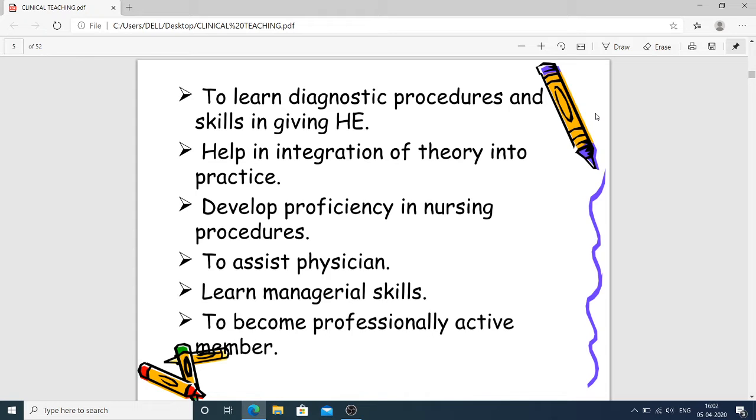Okay. To assist the physician, learn managerial skills. Managerial skills are the capabilities and abilities to tackle interpersonal skills, technical skills, and conceptual skills. They are all collected in managerial skills. And to become professionally active members.